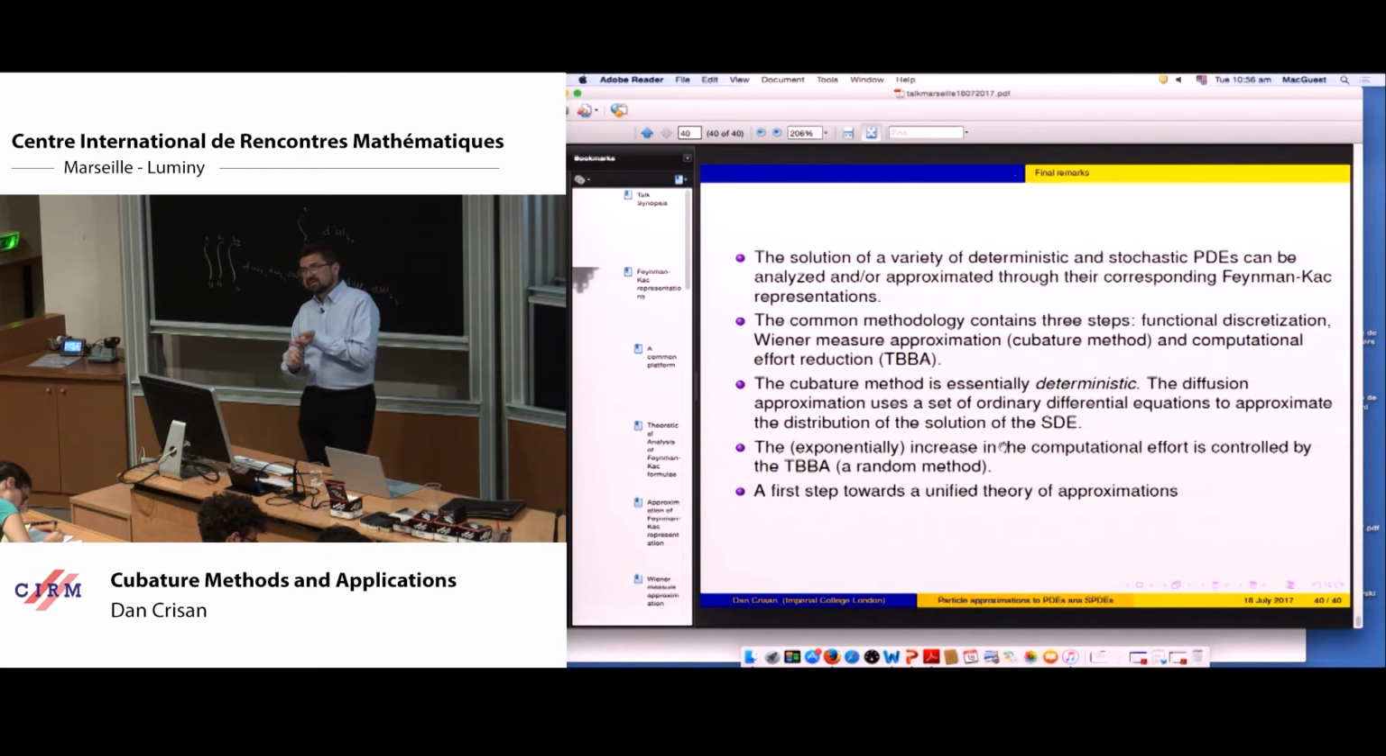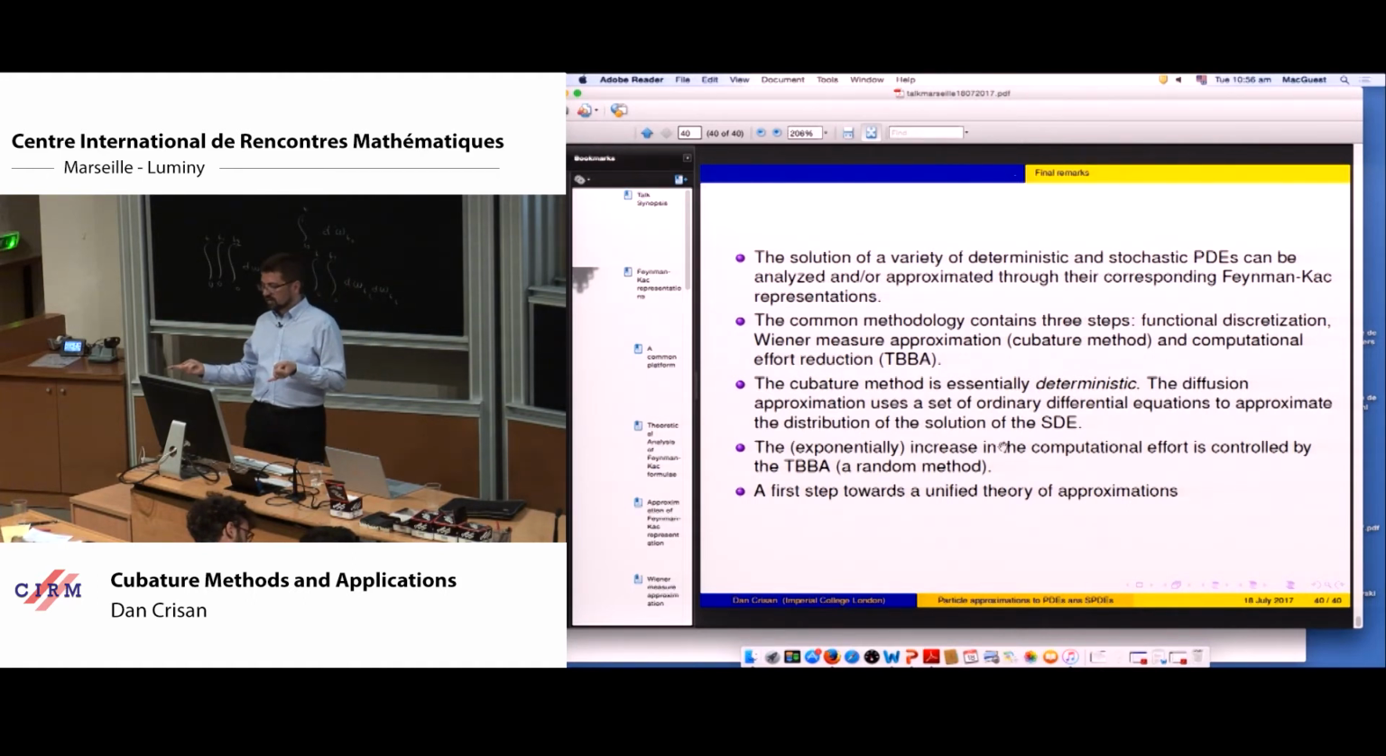Step number one, you need to discretize the functional. Now, discretizing the functional is a problem-specific question. For each of these PDEs, you have to look at the corresponding functional, find a way to discretize it and compute the corresponding error. The other two steps do not depend on the problem. They are common to all the methodologies.